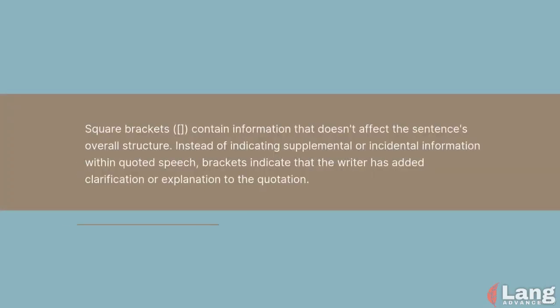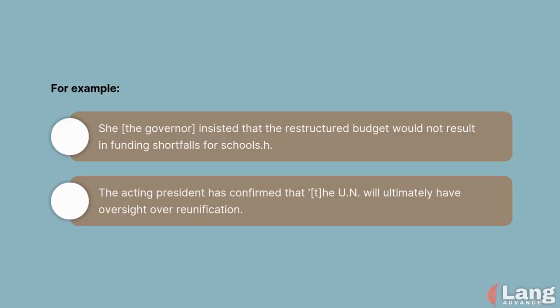Square brackets contain information that doesn't affect the sentence's overall structure. Instead of indicating supplemental or incidental information within quoted speech, square brackets indicate that the writer has added clarification or explanation to the quotation. For example, she [the governor] insisted that the restructured budget would not result in funding shortfalls for schools. The acting president has confirmed that the UN will ultimately have oversight over our reunification.